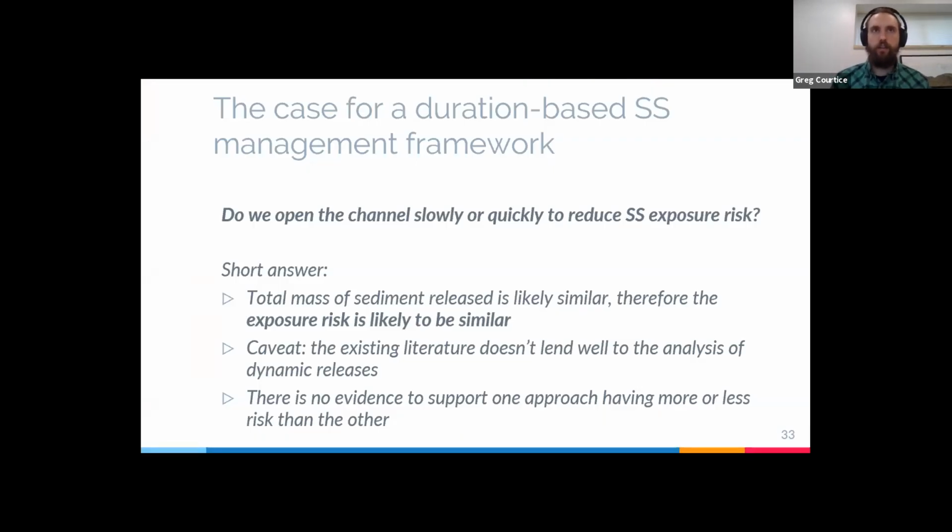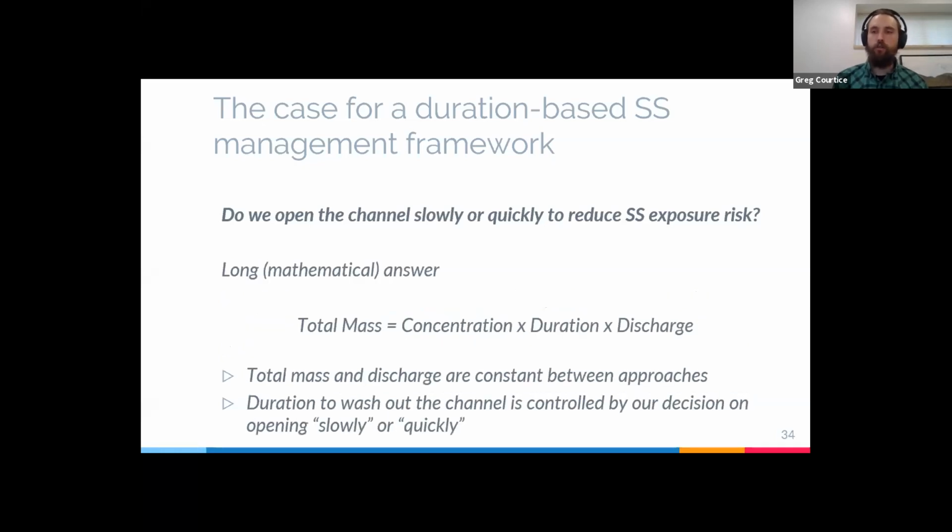So the short answer to this question is it's likely going to be a comparable amount of sediment released, so exposure risk is likely to be similar. Now, existing literature doesn't really help too much with the analysis of dynamic releases, but what we can say is there's no evidence to support one approach having more or less risk than the other. So depending on construction, we should be doing this however the contractor feels is easiest to get this thing open, and it doesn't really matter how that's done. Now, there isn't a whole lot of nuance to that answer.